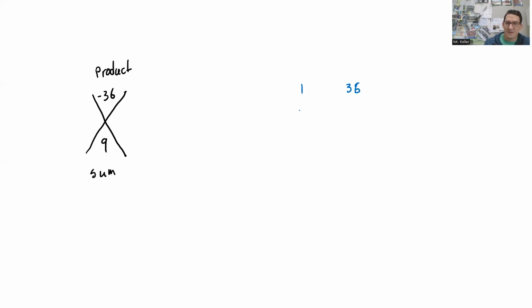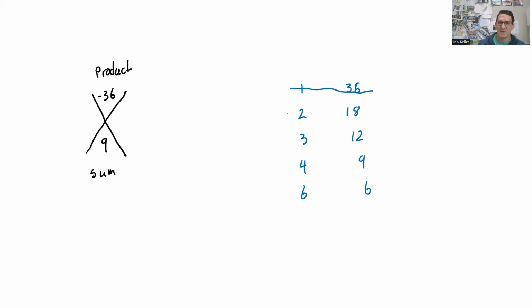So 1 times 36 is 36, 2 times 18, 3 times 12, 4 times 9, 6 times 6, and then we're going to get back up there. That's going to be all of them. So then we can just start finding which pair is going to add to 9. But here's the thing, it's a negative 36. So to multiply to get a negative 36, one of these has to be negative. All right. So 1 plus a negative 36, it's going to be negative 35. So it's not this one.